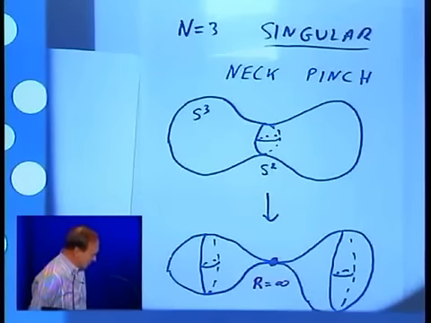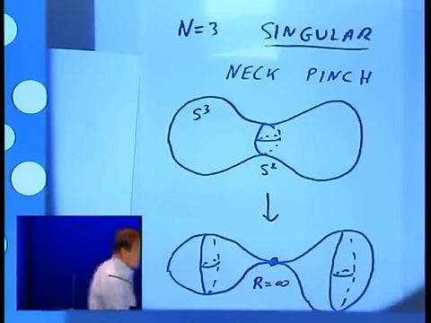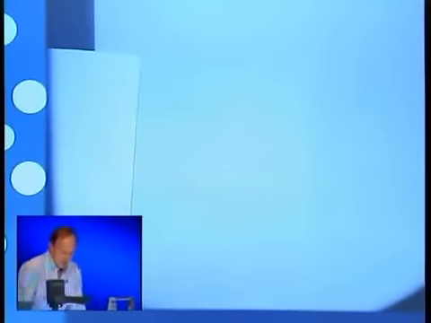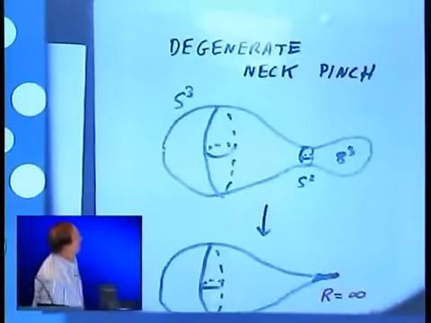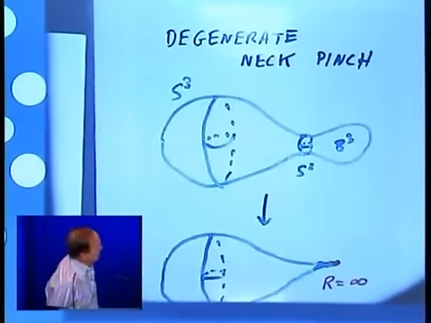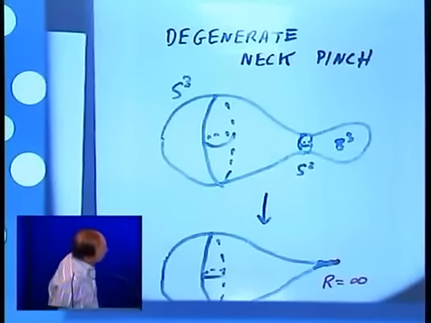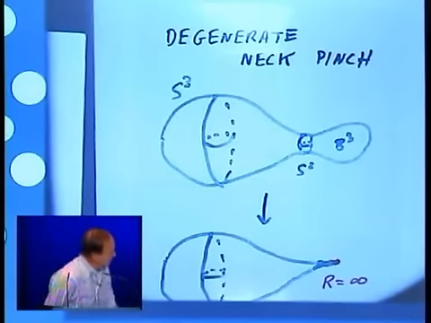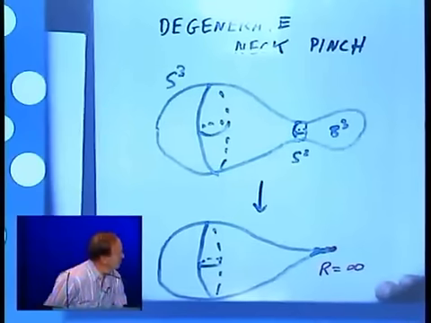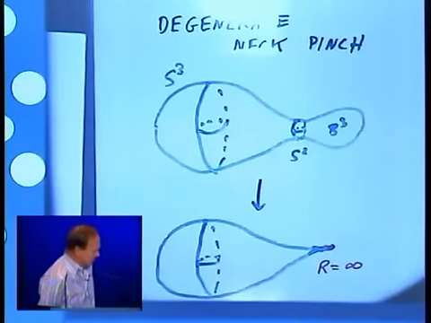And here's an example of a typical neck pinch. And the other singularity that can occur is the degenerate neck pinch, which looks like this. So you have, again, a little S2 pinching down, but the 3-ball on the other side is also pinching down at the same time. So when it forms a singularity, it's just at an isolated point with nothing left on the other side.